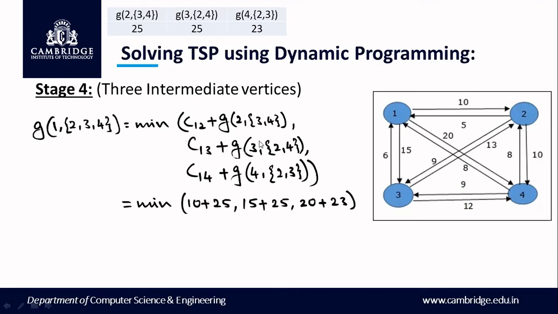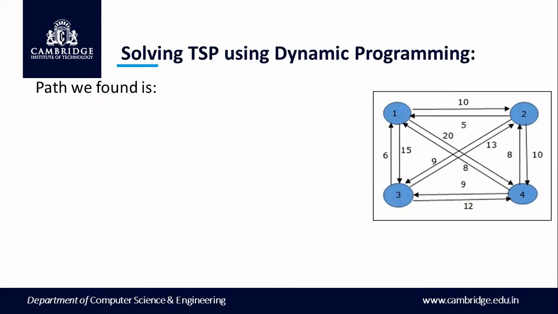So that can be given in this form, as we have already calculated G of 2 comma set {3, 4}, G of 3 comma set {2, 4}, G of 4 comma set {2, 3}, which we have already calculated. We will take those values and utilize them in the calculation. So we find that the shortest path cost is 35. Now, to figure out exactly what shortest path we have obtained, we can backtrack and try to identify it.